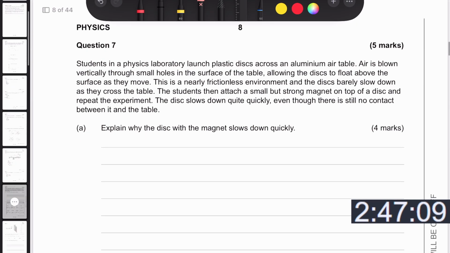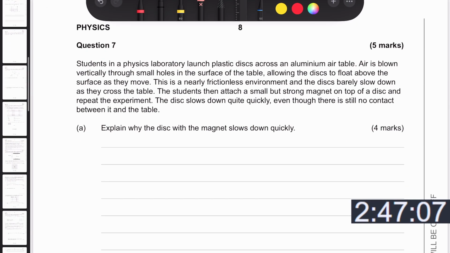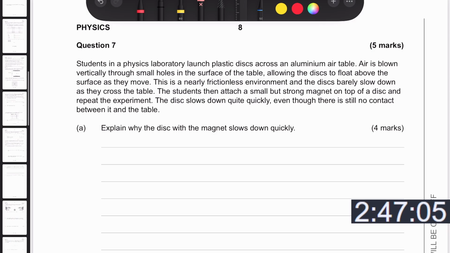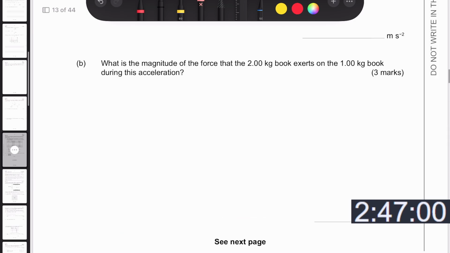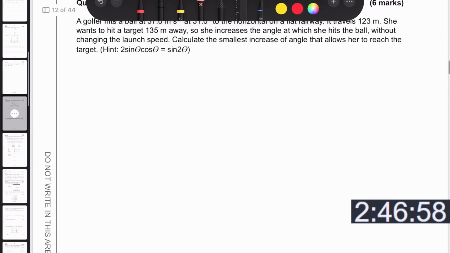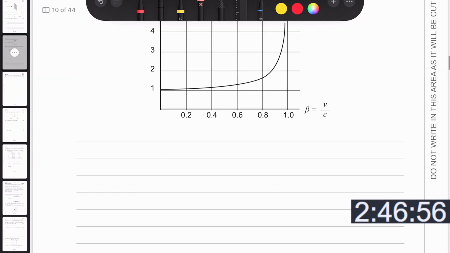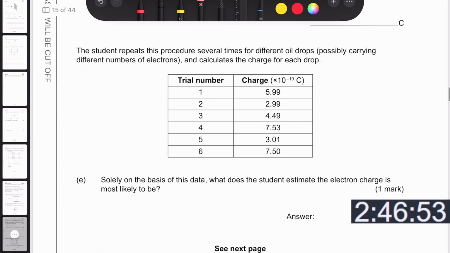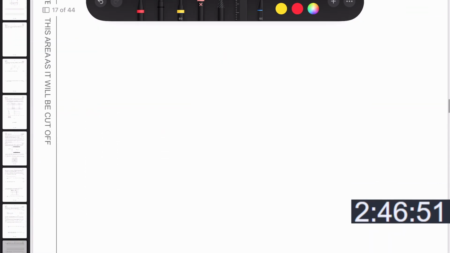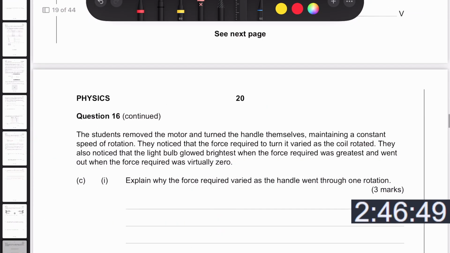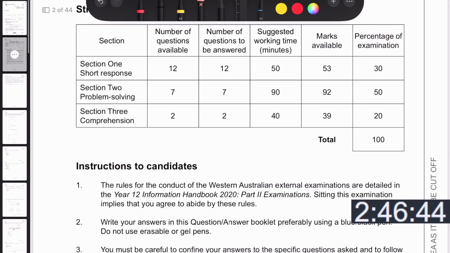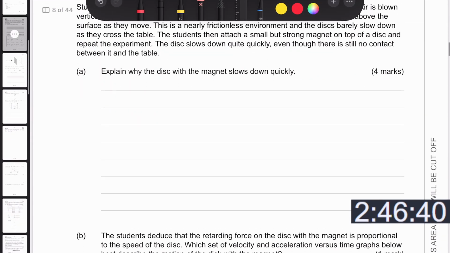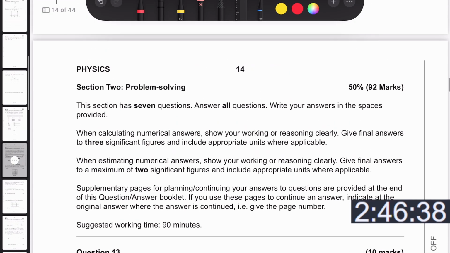How many? When does section 2 start? Section 2, section 2. Does section 2 not start? What? How many? 53 marks. No, section 2 starts here.